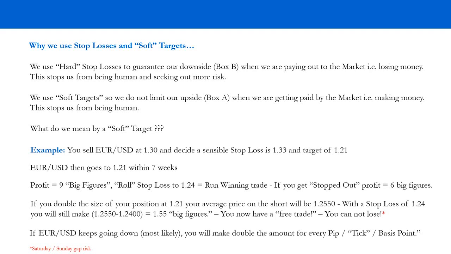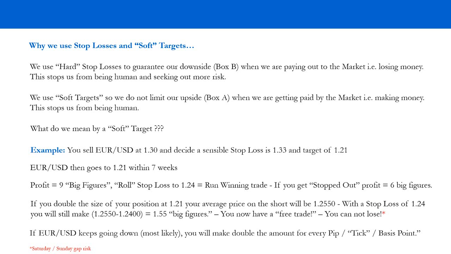However, in terms of risk management, the way you apply these principles is to roll your stop loss from 133 down to 124. So you protect your downside on the trade. So what you're doing is moving your stop loss from 133 to 124, because now euro dollar is trading at 121. And you're running the winning trade. But in this situation now, if you get stopped out, your profit is actually 6 big figures. So 130 minus 124.